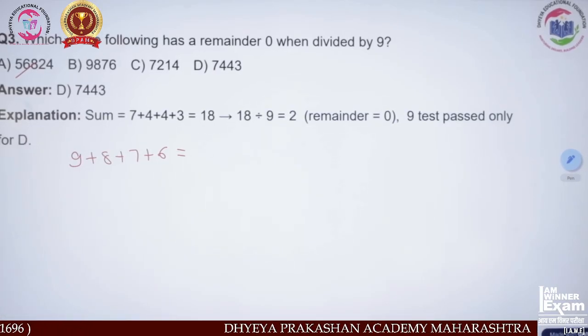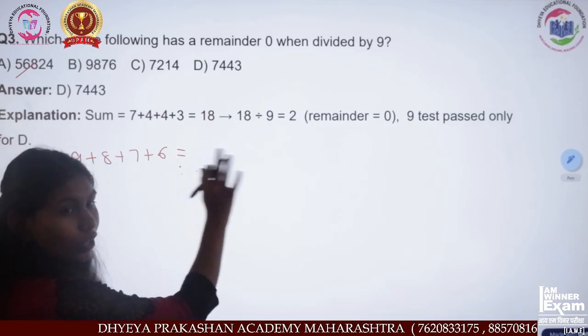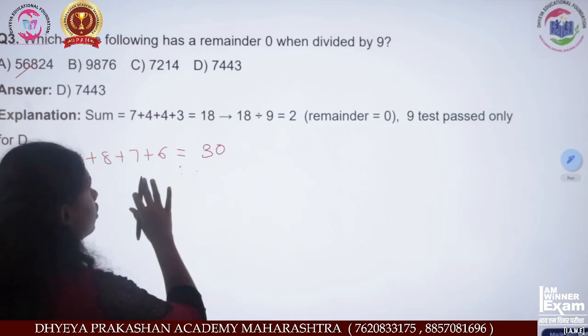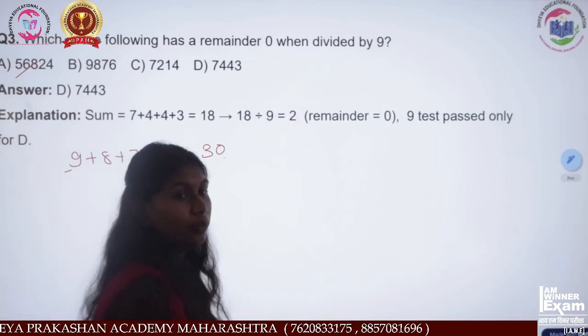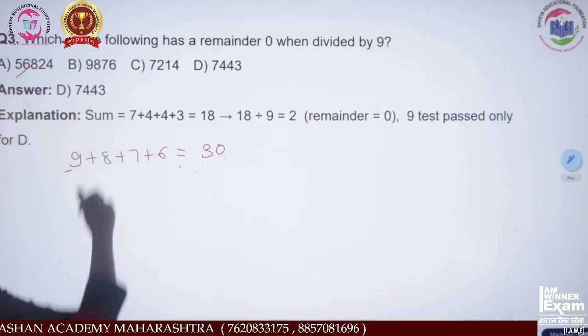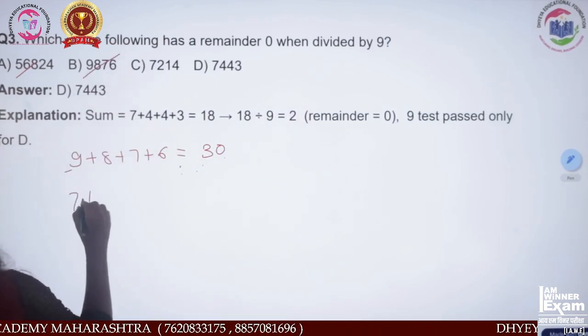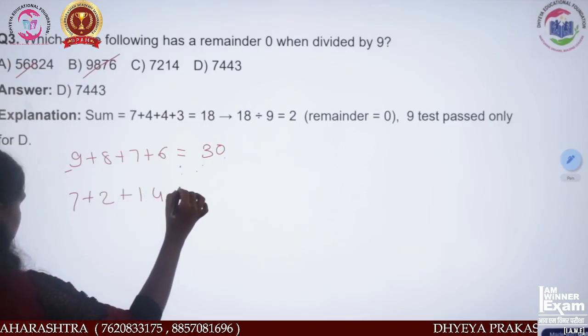The 9 plus 8 plus 7 plus 6. If you add this all, you will get the answer as 30. Just check whether 30 is divisible by 9 or not. So it is not. Then next number, 7 plus 2 plus 1 plus 4.